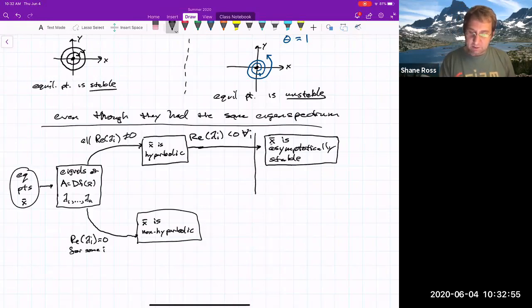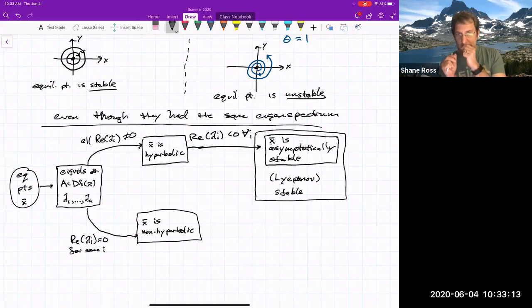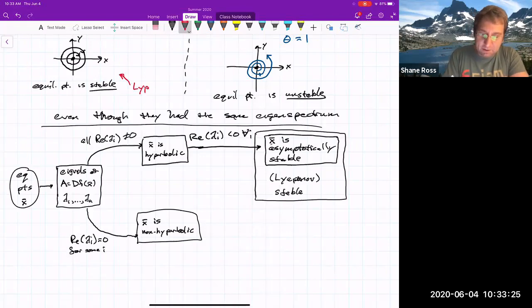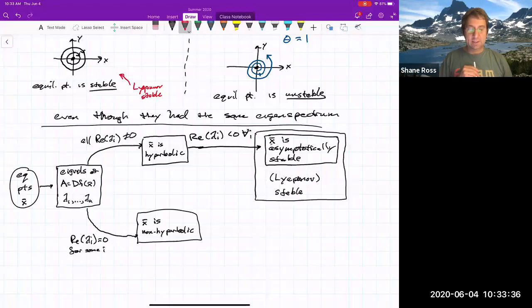There's sort of a weaker sense of stability, which we might just call stable, but technically it's called Lyapunov stable. And that's the case where things don't end up at the fixed point asymptotically. They just sort of hang around. They don't leave. So for example, the origin of the pendulum is Lyapunov stable. If we added some damping to the pendulum, then everything will eventually settle down to the bottom point. So the origin would be asymptotically stable.